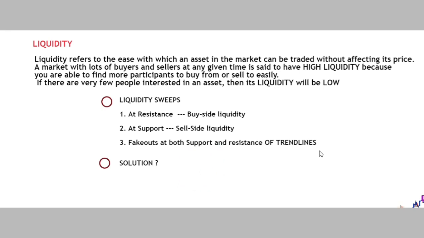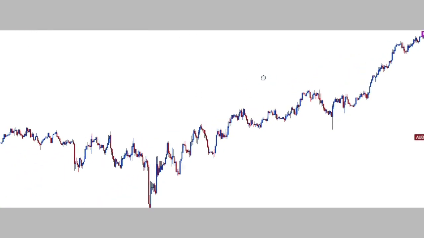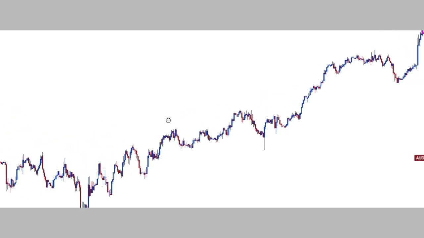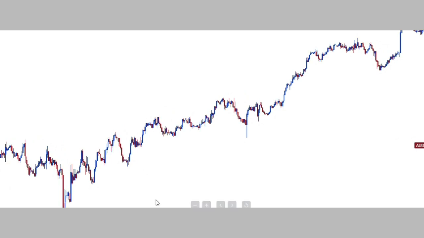So let's look at the charts here. Okay, there's an example here. As you can see here, the market structure is very much bullish. We can even draw a trend line over here.